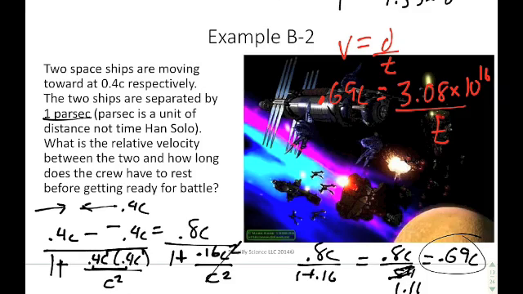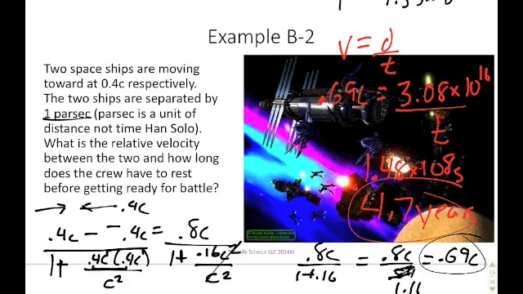Now, whenever you do this, you are going to end up getting a very, very large number, because a parsec is a really, really far unit of distance. So you take 3.08 times 10 to the 16th, and you divide it by 0.69, and then you divide it by 3 times 10 to the 8th. And when you do that, you get about 1.48 times 10 to the 8th seconds. Now that right there is a pretty big number. In fact, it ends up being about 4.7 years. So that's kind of a long time to wait for this particular battle.